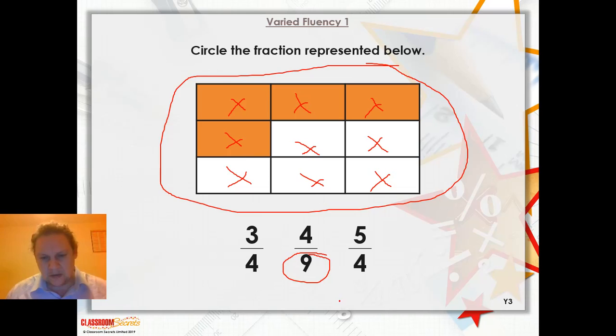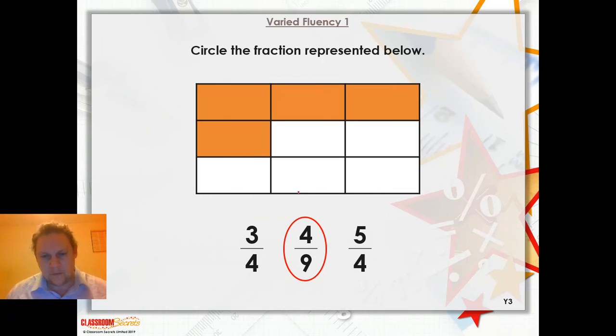This one here does, doesn't it? Let's see if we're right. If we're right, then we should see that we're interested in 4 of those pieces. Are we interested in 4 of those pieces? 1, 2, 3, 4. Yes, we are. We're showing 4/9. That's what's represented there.